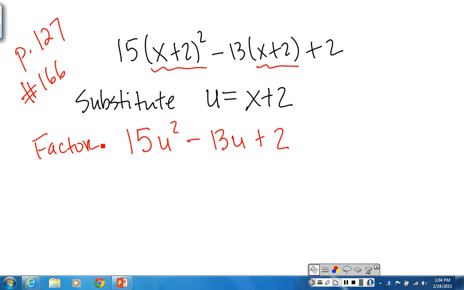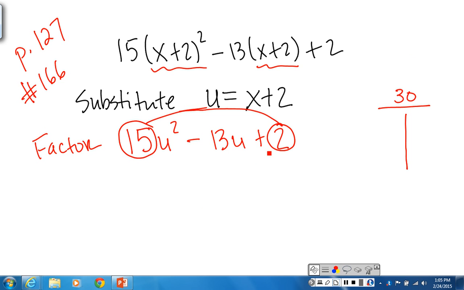Right? We're going to factor this, and then we'll turn around and plug in x plus 2 in the end. So how do you factor this? This is a trinomial. We'll use the AC method. We'll multiply a times c. A times c, 15 times 2 is 30. We'll find factors of 30 that add up to negative 13.